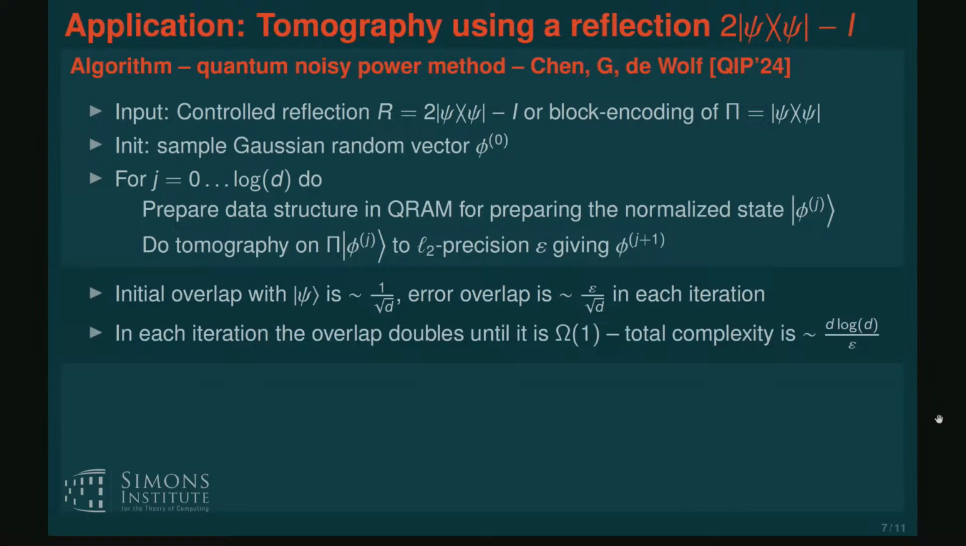And this is your algorithm, which essentially matches the prior pure state algorithm, essentially optimal, but no longer requires preparing the state, only a reflection around the state. So it's qualitatively new. There was no such algorithm before.